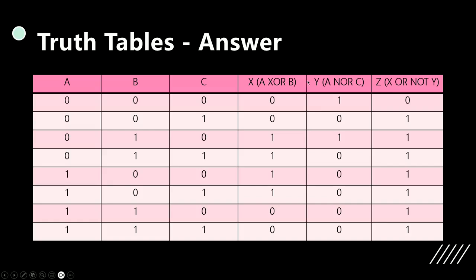Then z uses x and y here. So x OR NOT y. If either one of them is a 1, then output 1 here. But we can see NOT y is 0 in those rows, so it's 0. And that's just an explanation of that. All of these go to 1.